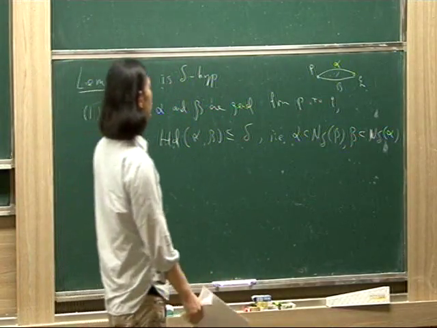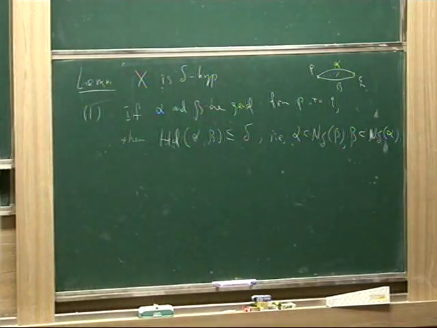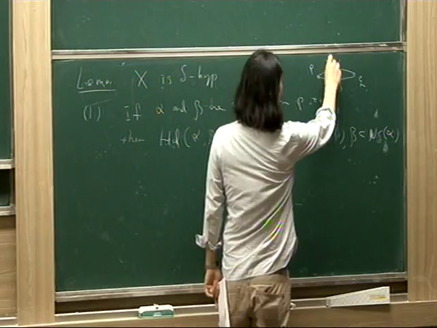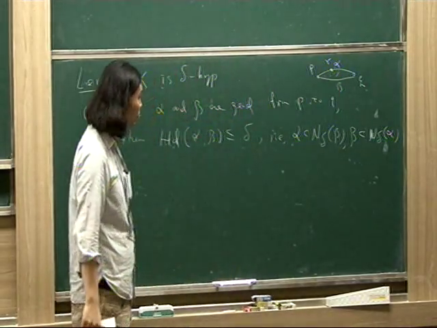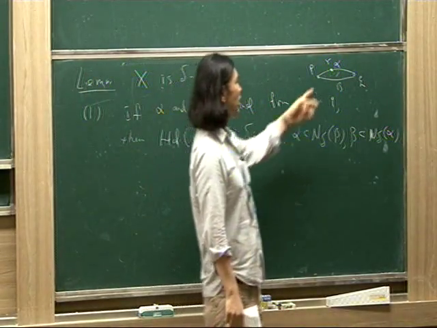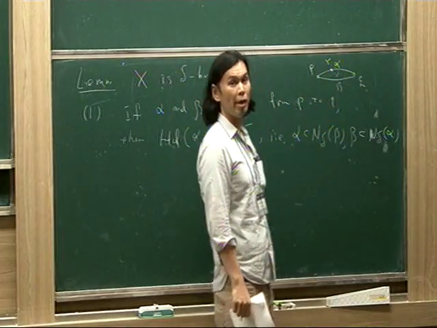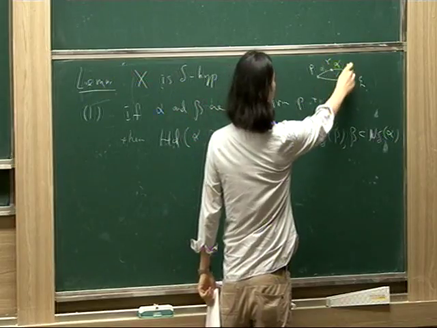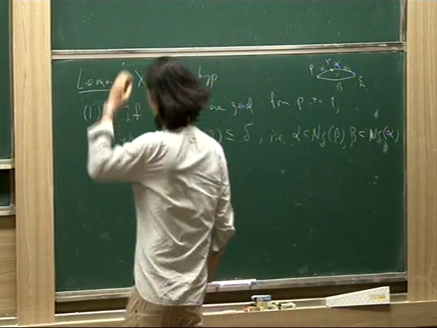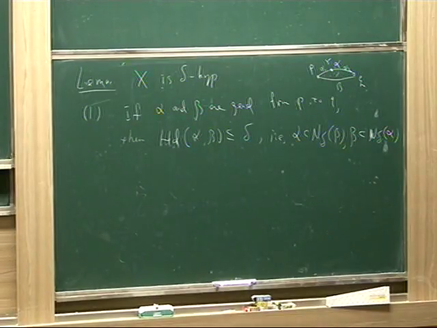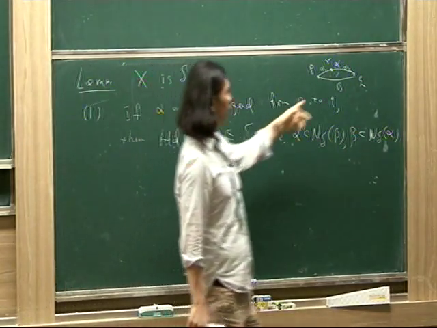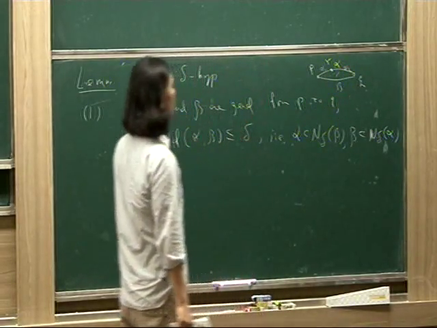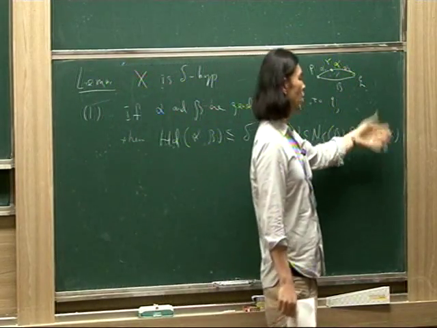This is obvious. For example, if you really like to see it from the definition, maybe you just put another vertex here, and you see this bigon as a triangle, then now alpha is 2 edges, alpha 1 and alpha 2, then exactly by the delta thinness, the definition of delta hyperbolicity, beta is contained in the union of alpha 1 and alpha 2, which is alpha. Therefore, beta is contained in the delta neighborhood of alpha, and vice versa.